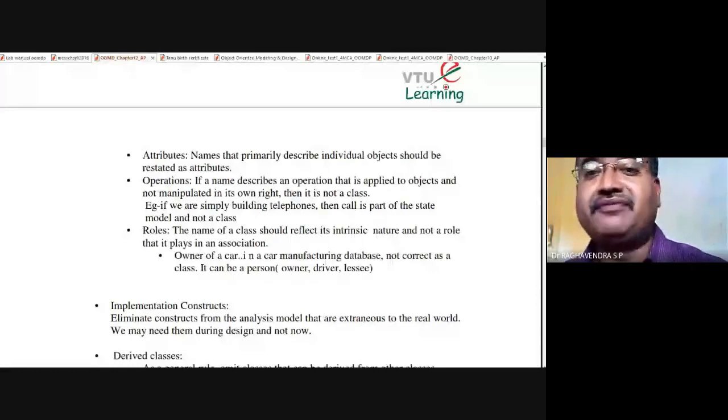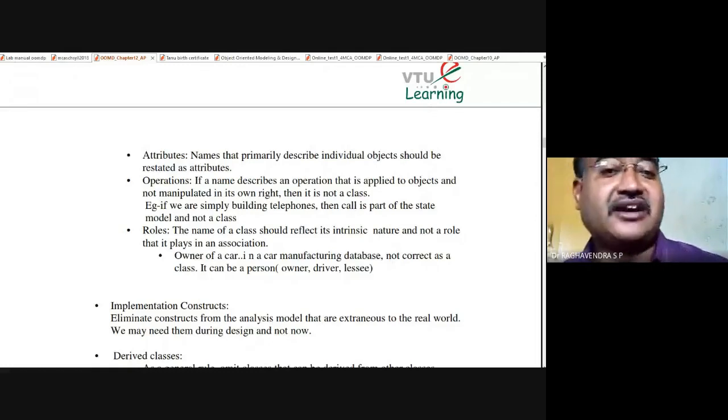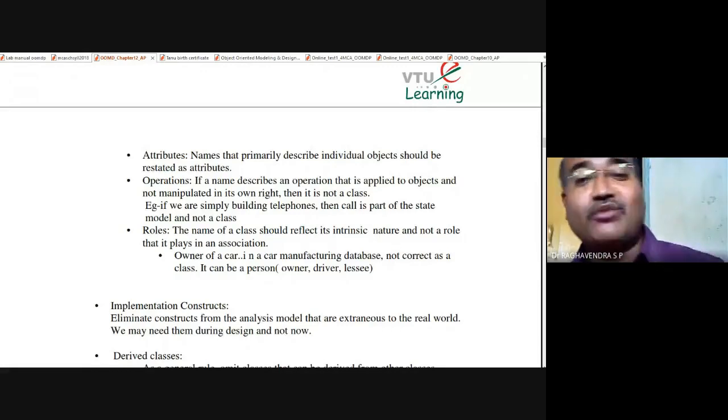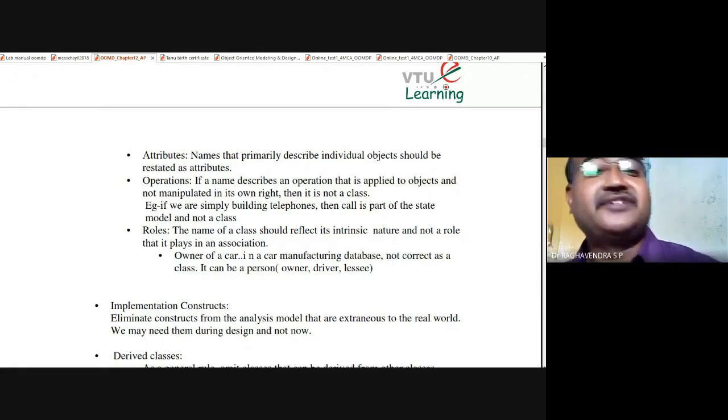Next, roles. Roles means what kind of responsibility one will play with respect to the given context. So the name of the class should reflect its intrinsic nature and not a role that it plays in an association. We take the name of the class as one of the built-in natures, not with respect to the association end, because at the association end we can identify the roles. For example, consider the owner of a car in a car manufacturing database. It is not correct as a class. We cannot call owner a class. It can be a person, because a person can be an owner. Owner can be considered as an attribute, as a role, but owner itself is not a class.